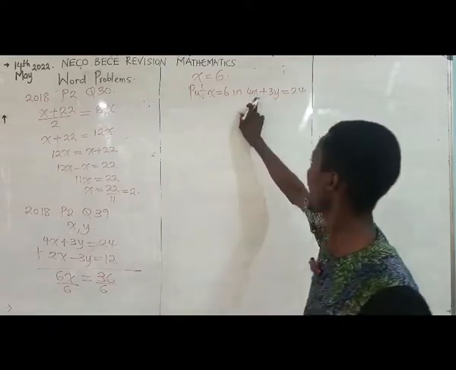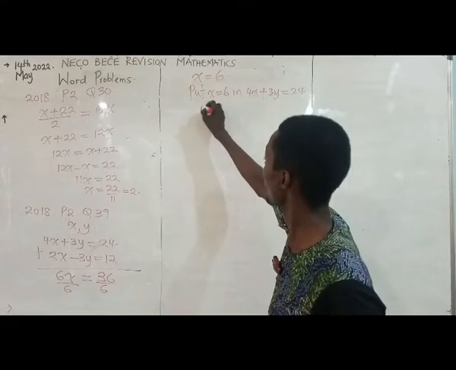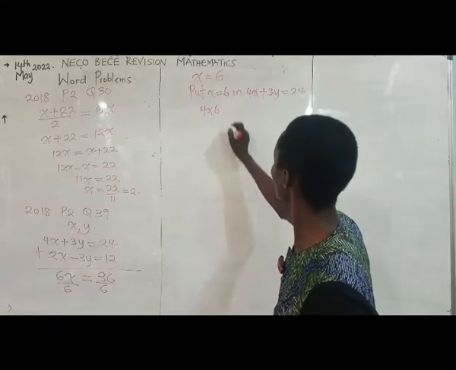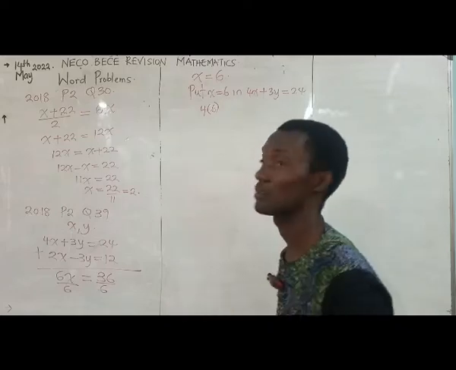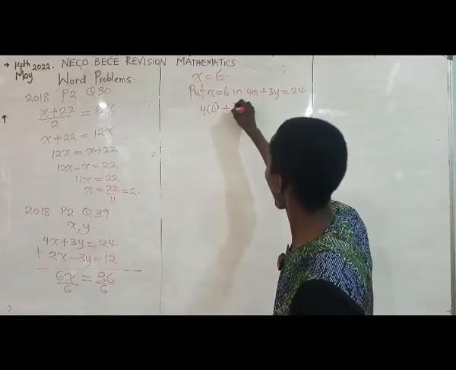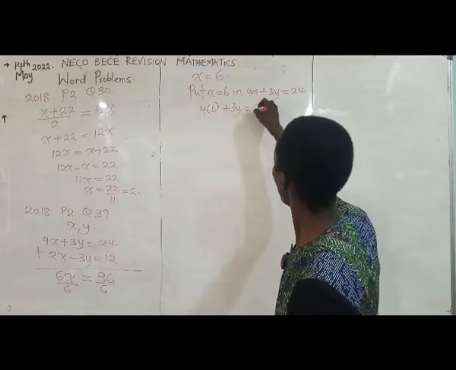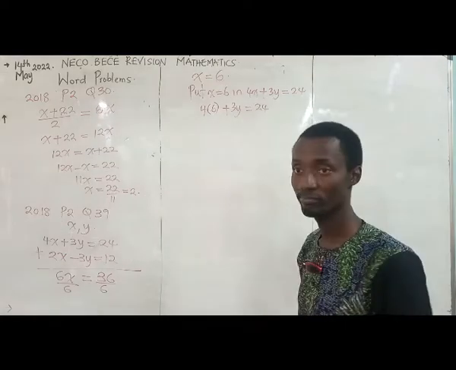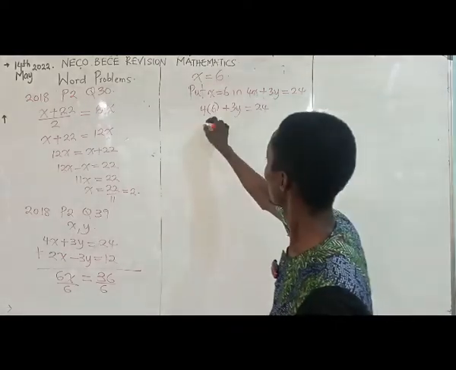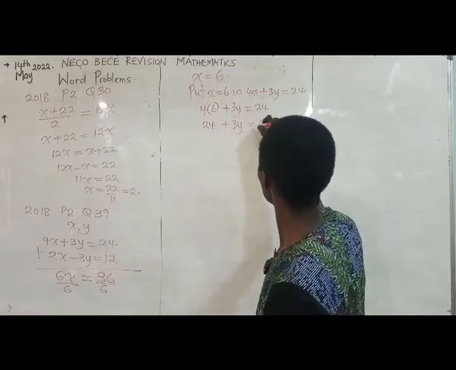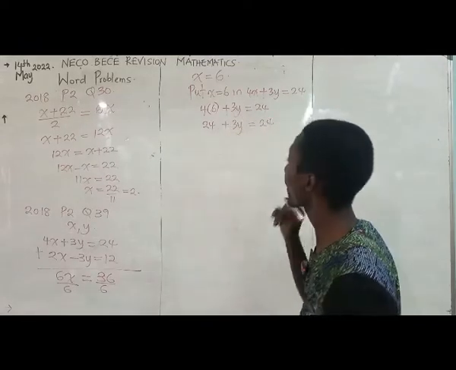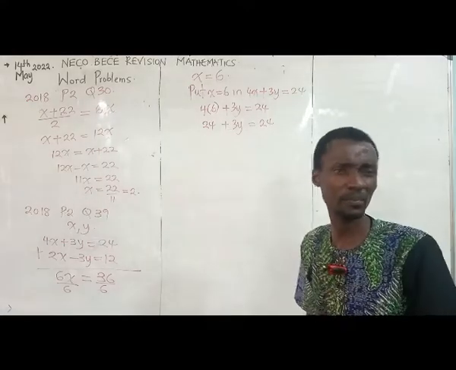So what is x? X is what? 6. So this will be 4 times 6. Usually we advise you to case it in a bracket. Plus 3y equal to what? 24. So what do I get from here? 24 plus 3y equal to 24. How can I write with that? Alright. So what do you notice?